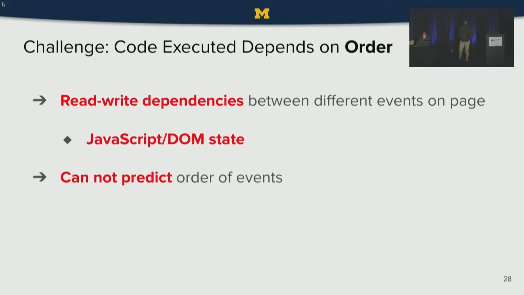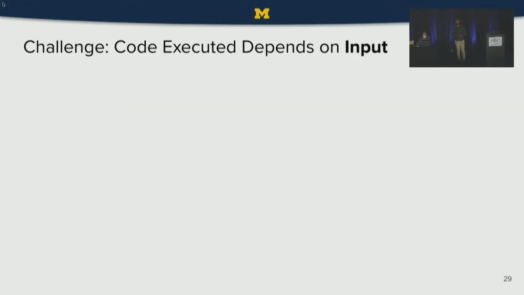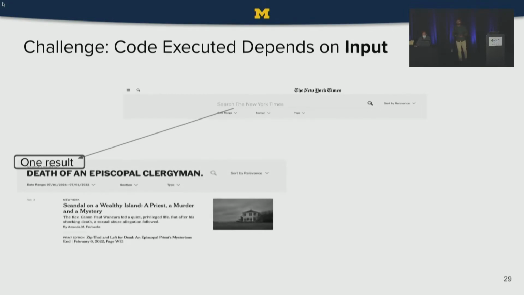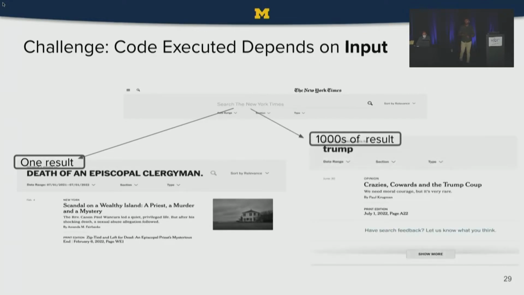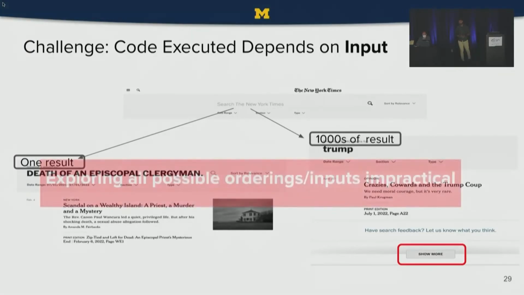And as a result, the order in which these events get clicked can influence what underlying code gets executed. The second reason why this is non-trivial is because the code executed can also depend on the input given by users. To understand this, let's again look at the New York Times page from earlier and the search button. The user can enter a very specific query such that a single result gets printed, or the user can enter a very generic query such that thousands of results get printed. Now, in the latter case, what happens is that the client-side JavaScript paginates the response and adds a show more button. Now, it's clear that the input that the client gives dictates what client-side JavaScript gets executed.